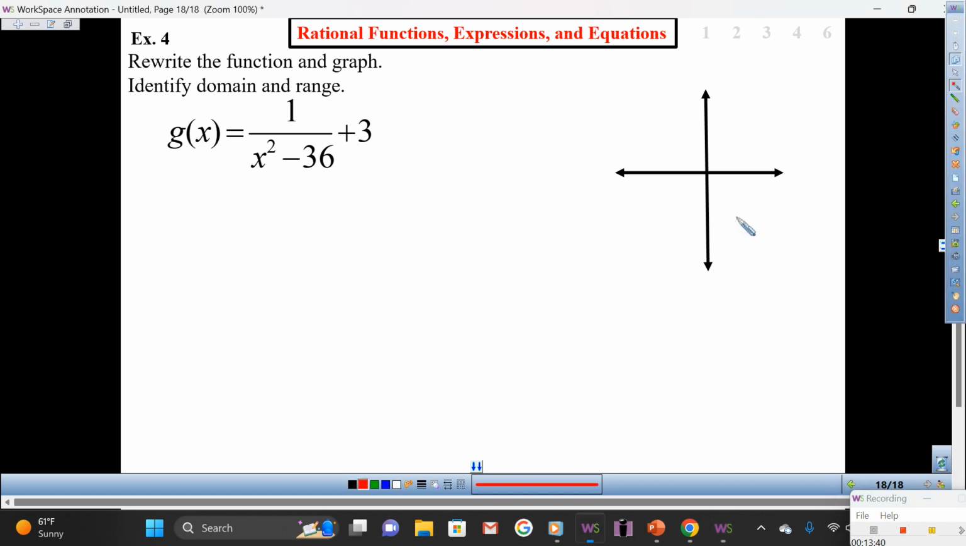So, first things first that you're going to check for, does it have a 1 on the numerator? Yes. Second thing I'm going to check for, what is the parent function? Tell your neighbor for this one, what is the parent function? Yeah, so f of x equals 1 over x squared. You don't need to write it.